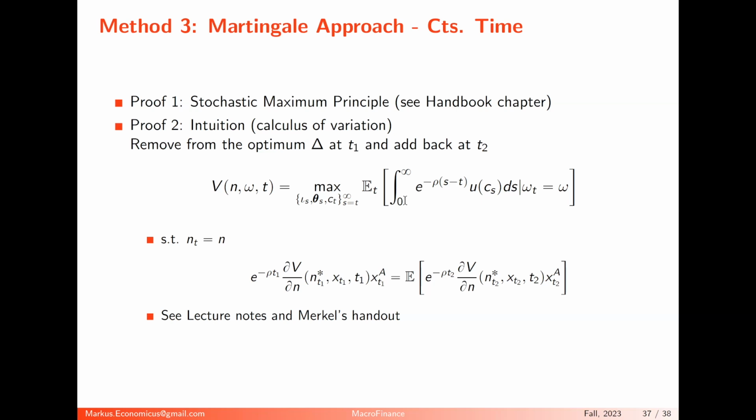You distance yourself from the optimum by delta at T1 and go back at T2, and you can also derive some derivation of why it is the case to get to the optimum.